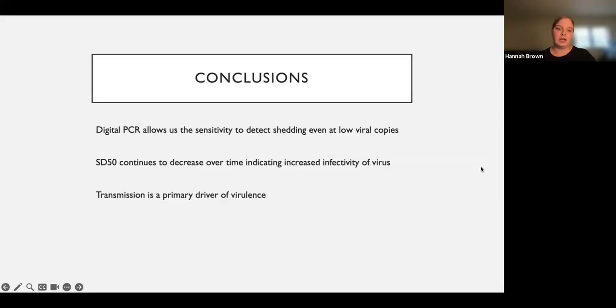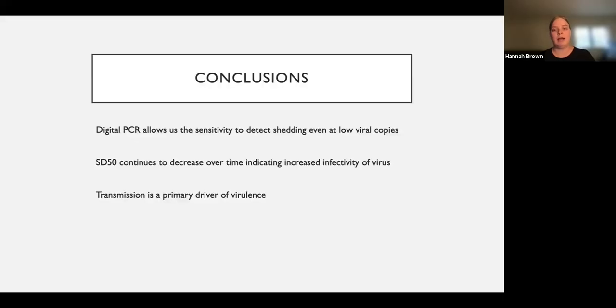So this brings us to our conclusions. Digital PCR as a method allowed us the sensitivity that we needed to detect shedding at even low viral copies, 1 to 2 copies in a sample. At those really low doses of virus that we gave the fish, this was essential to have the resolution for the data that we needed. And we can see that the SD50 continues to decrease over time, indicating an increased infectivity of the virus.